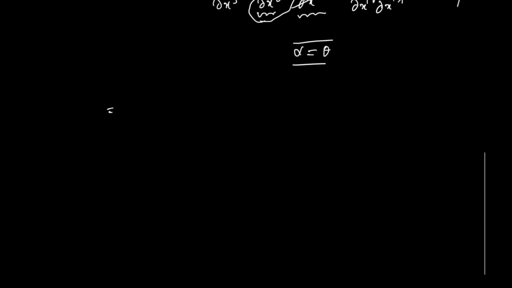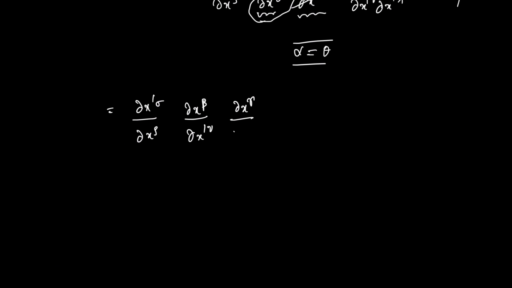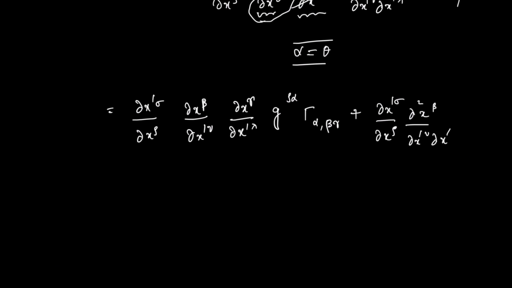Now I am going to substitute. So this is equal to partial derivative of x prime sigma with respect to x rho, x beta, x prime nu, x gamma, x prime lambda, g rho alpha, Christoffel symbol alpha beta gamma, plus partial derivative of x prime sigma with respect to x rho, second derivative, then g rho alpha, g alpha beta.